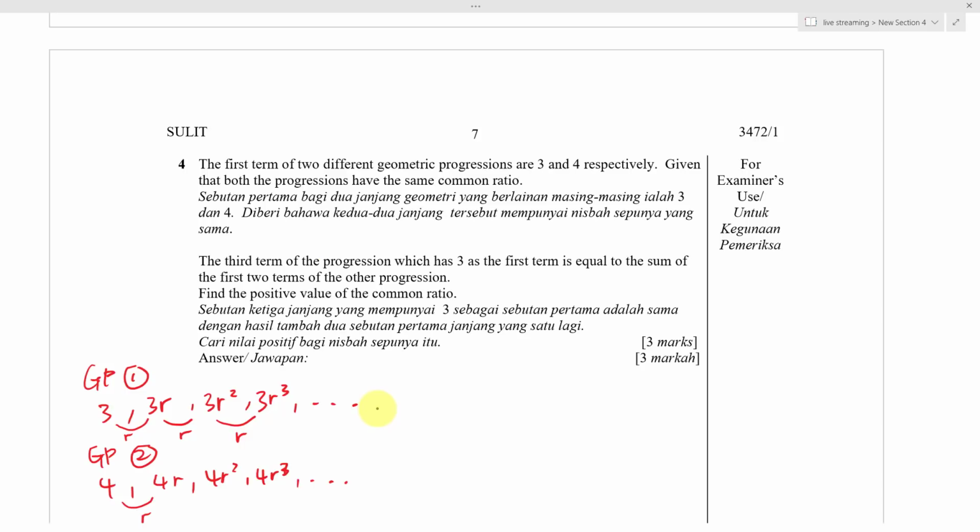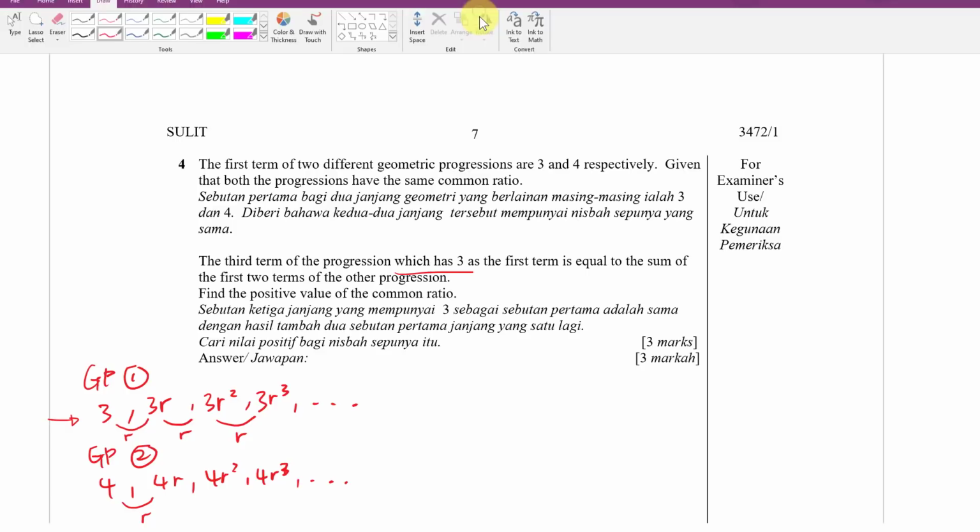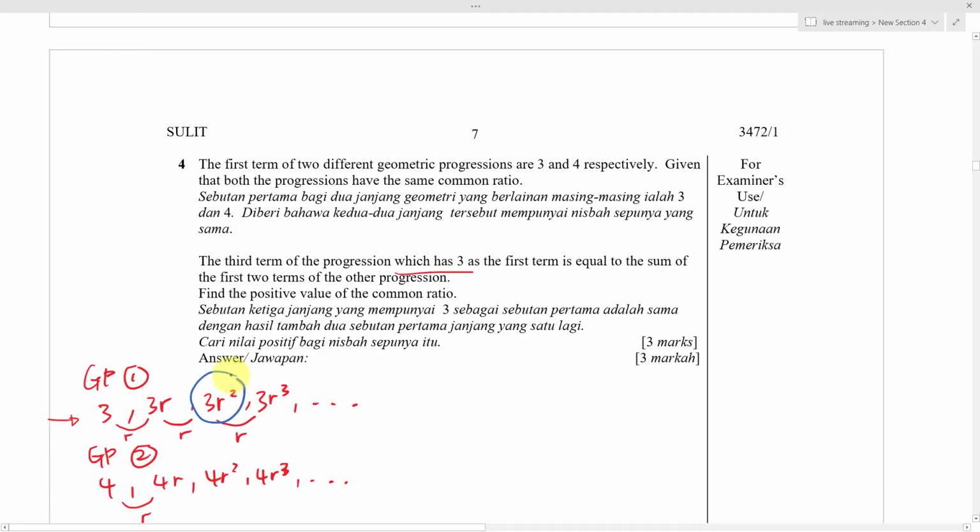Alright, so what is the question here? The third term of the progression which has 3. They say the third term of the first progression, which has 3 over here, that means we start at the number 3. They use the words "which has 3", so the third term here is 1, 2, 3. So this one should be the third term, and it is equal to the sum of the first two terms of another progression.